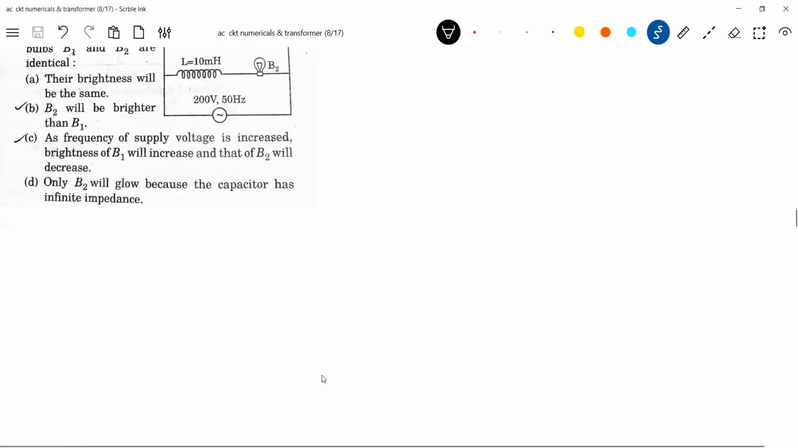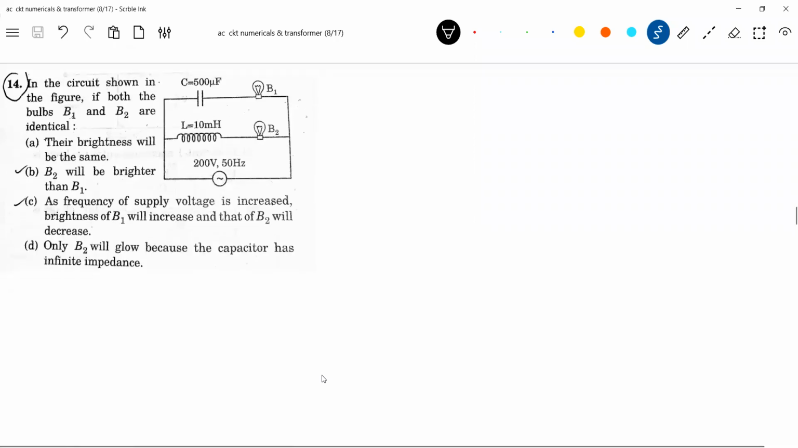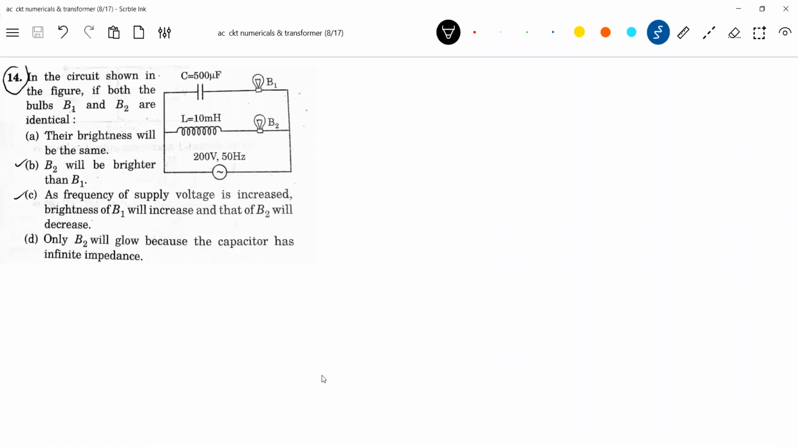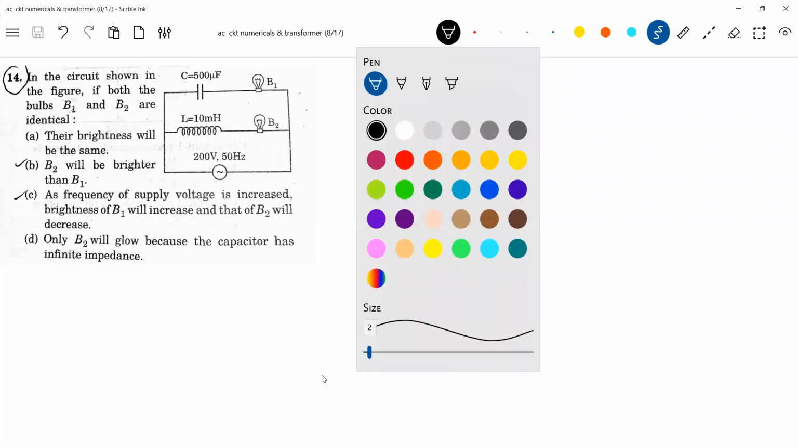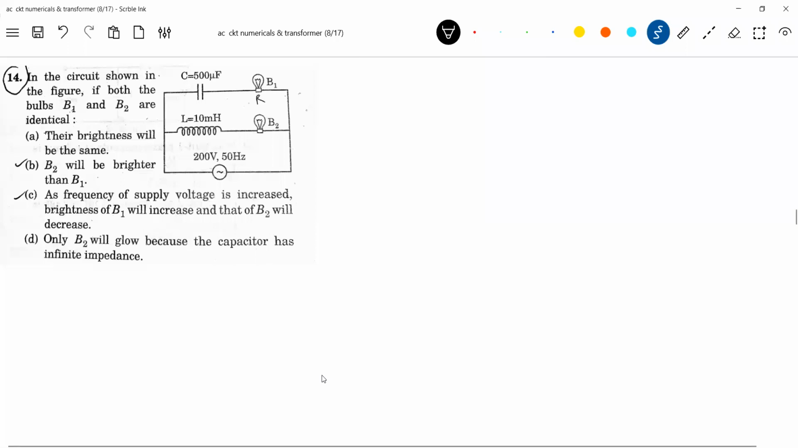I was telling you, if both the bulbs B1 and B2 are identical, they are going to have the same resistance. Call it R. Then their brightness will be the same. B2 will be brighter than B1. How can we see this?